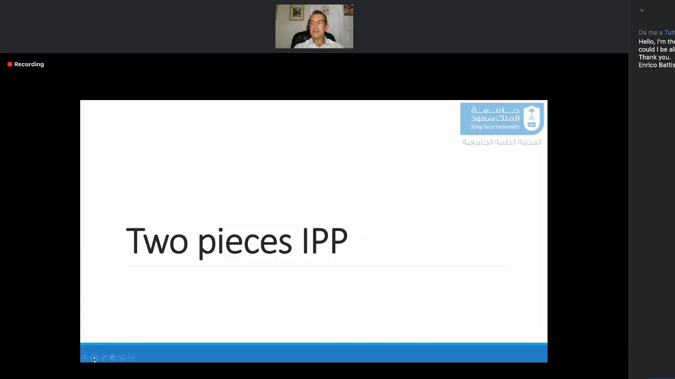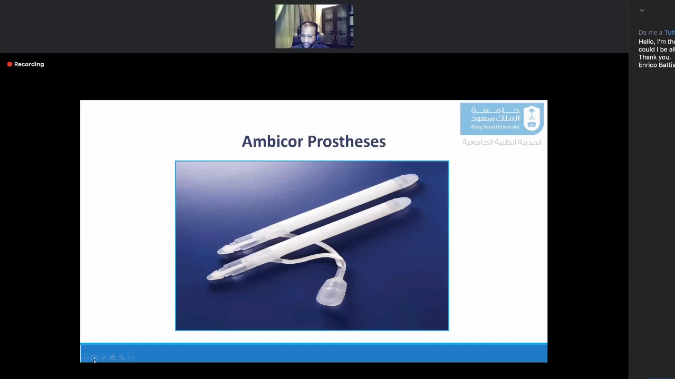So Salah, let's look at the two-piece implant together. Very well. So the only available two pieces penile prosthesis in our market is the Ambicor from Boston Scientific. As you can see, this piece has been introduced to the market in 1990, and it is a pre-connected and pre-filled prosthesis composed of a pair of silicone cylinders.